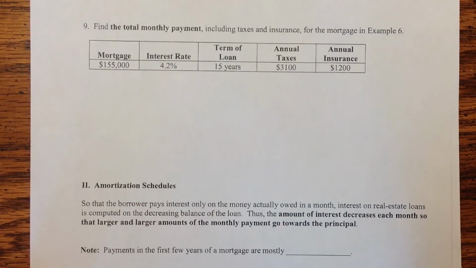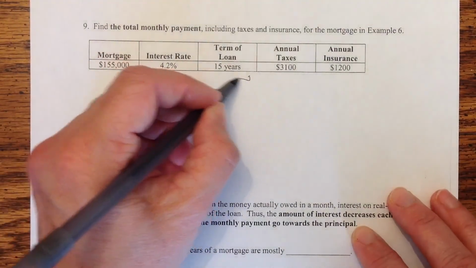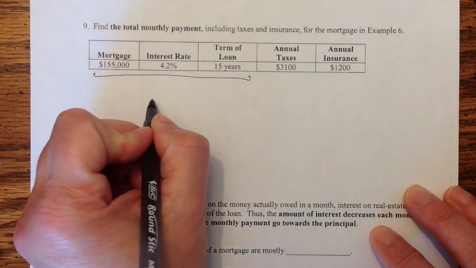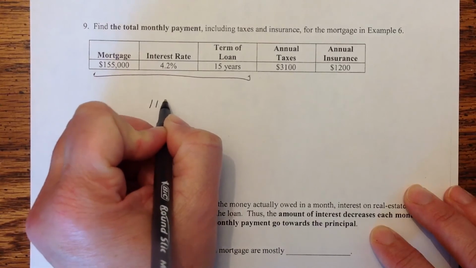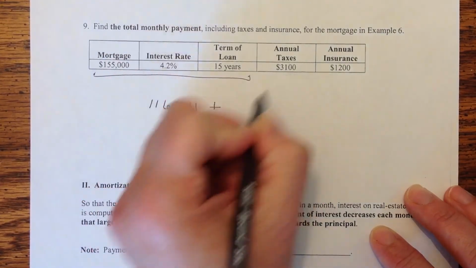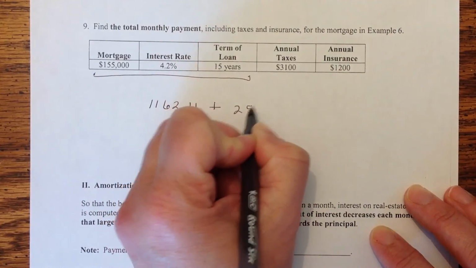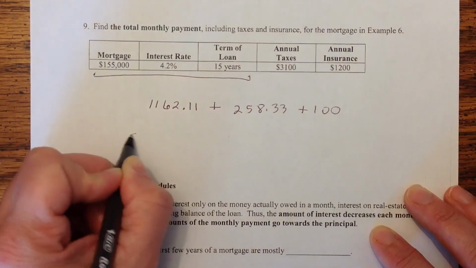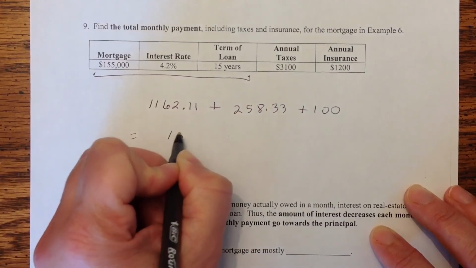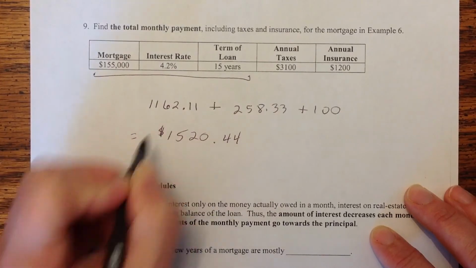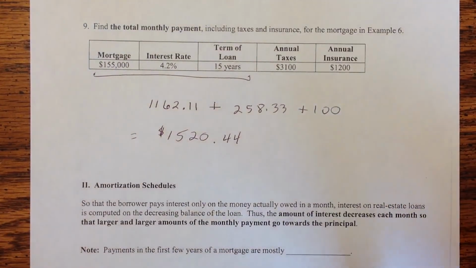Problem 9 is the same, just over the 15 years instead of the 30. So remember we got 1,162.11, plus these are still what they were, 258.33 plus 100 because they didn't change. And we get $1,520.44 is what you'd pay monthly to own that home and cover your taxes and insurance.